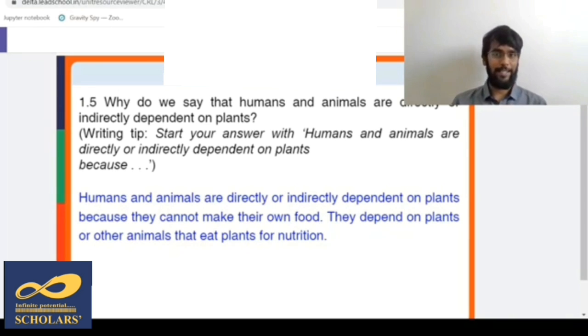So what does this mean? Humans eat animals, but animals in turn eat plants. In this way humans are indirectly dependent on plants. If plants did not exist, the animals who eat plants wouldn't exist because they would die without food, and then humans could not eat those animals. The direct dependence is very obvious. Humans can directly eat plants, so they will survive, and when plants are not there, it will directly affect human beings. So in this way, there is a direct and indirect link of humans and animals with plants.